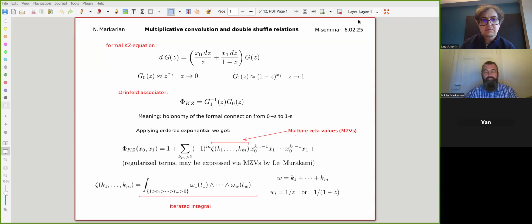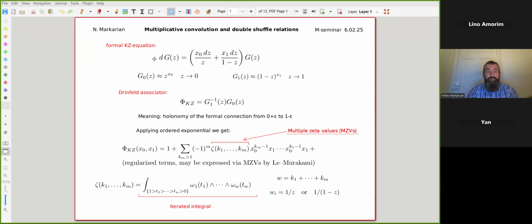Okay, so let me start with the beginning. I'll start with the homological equation, which is a classical thing. I want to define the Drinfeld associator. So we have this differential equation on the affine line, a connection with two singular points, with residues x0 and x1, and x0 and x1 are just formal letters.